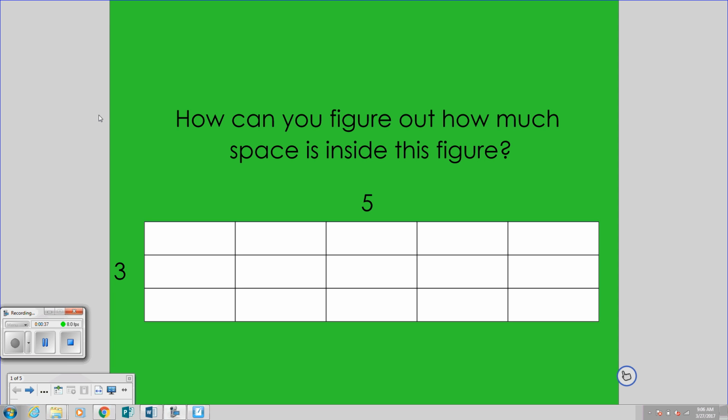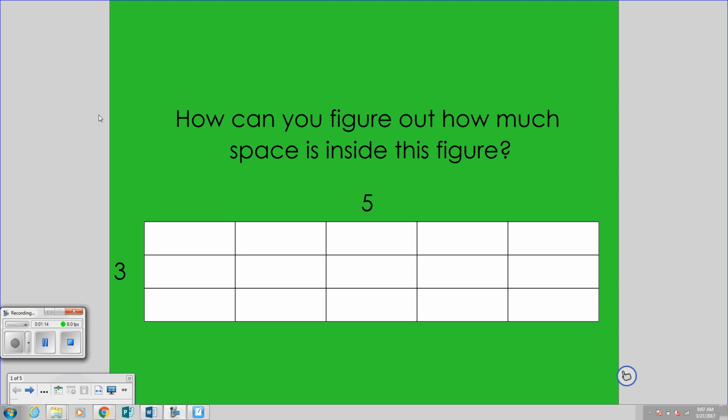Well, you can switch it either way, because you'll still get the same product. But if you look, 5 times 3 equals 15. So if there's 5 across, if there's 3 rows of 5, then that means that should equal 15. Okay, you're getting on the right track.